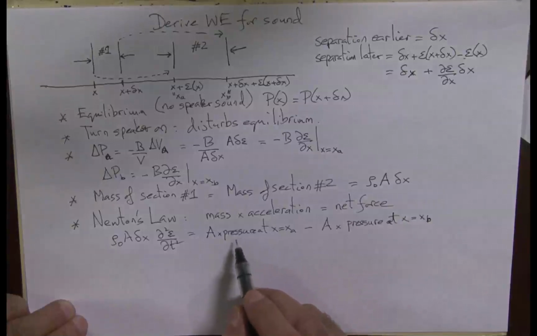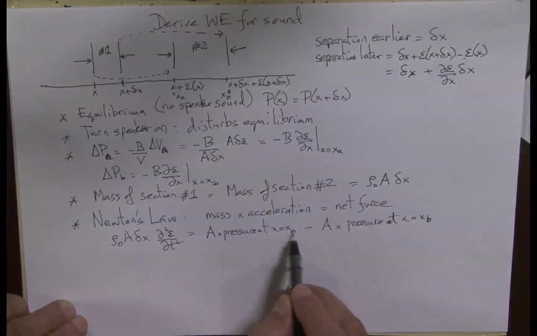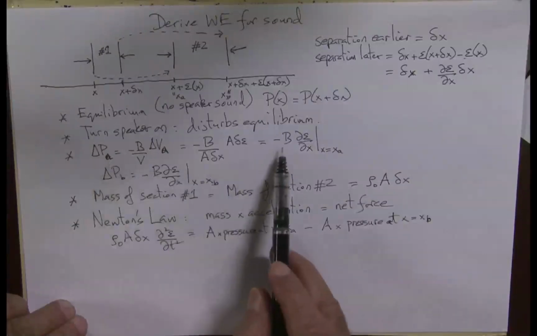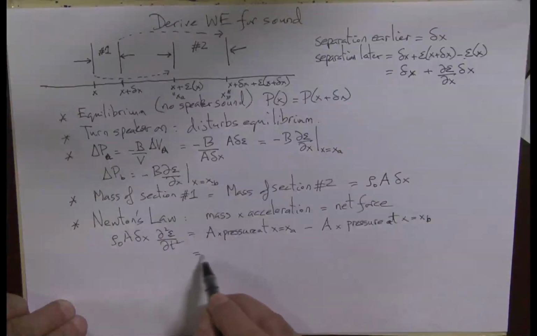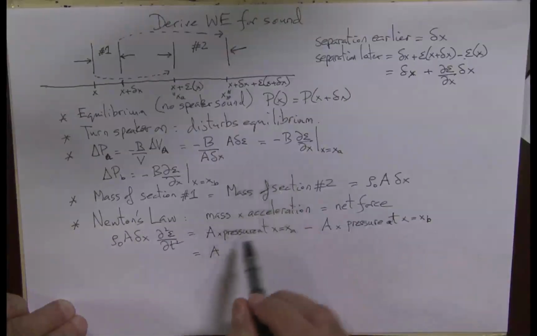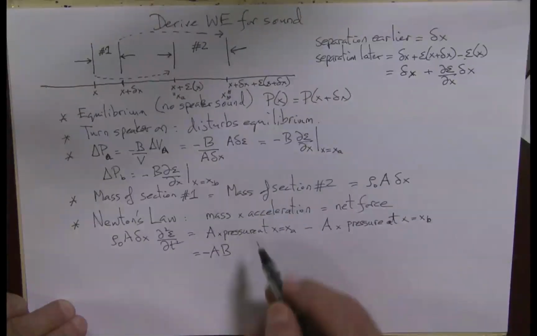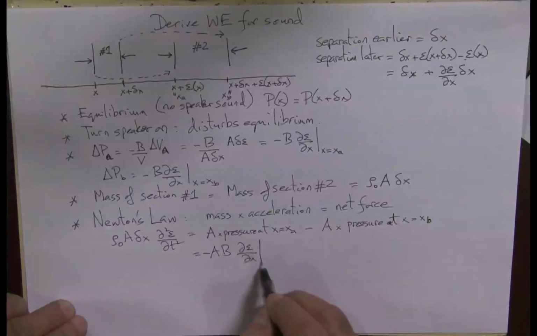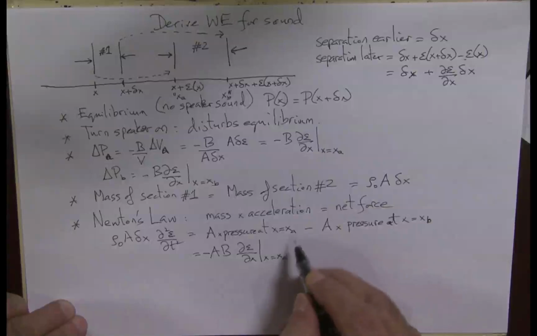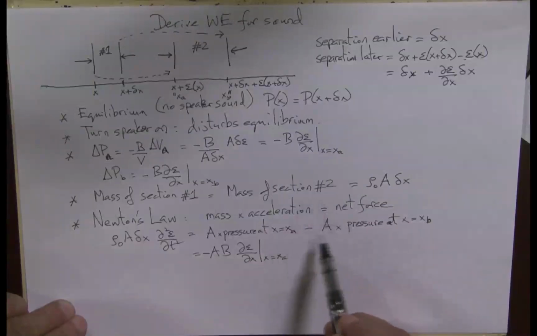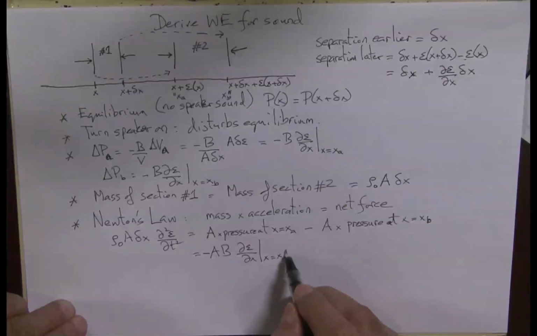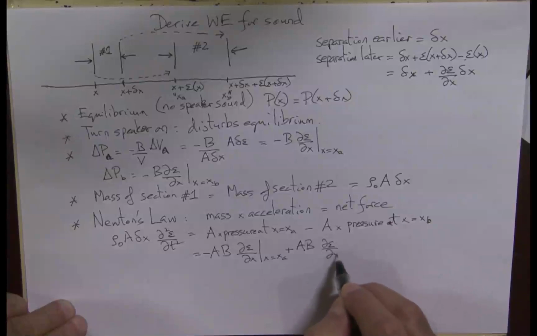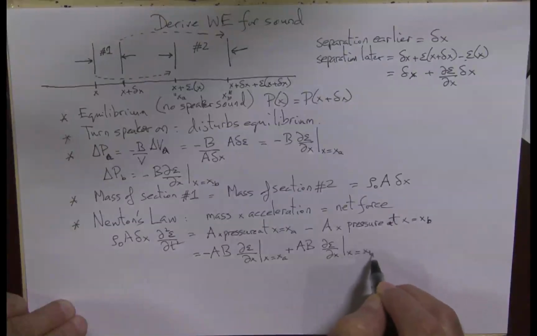And now we know how to work this out, because the pressure at x equal to xa is simply this. It is minus B dε/dx. So this is A, and this B over here will come here. So this is minus AB dε/dx at x equal to xa, and minus, and there are two minuses, so that will give you a plus: plus AB dε/dx at x equal to xb.